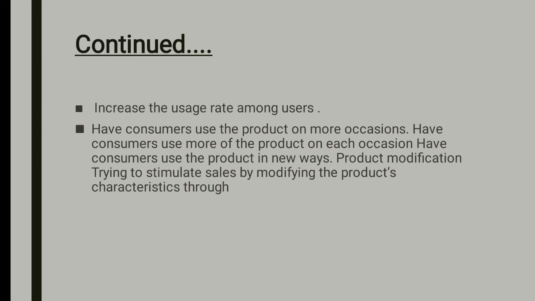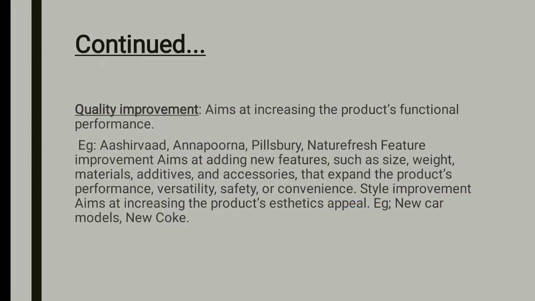Product modification tries to stimulate sales by modifying the product characteristics through quality improvement. The main aim of quality improvement is increasing the product's functional performance. For example, brands like Aashirvaad, Annapurna and Pillsbury mainly aim at adding new features, such as size, weight and materials, additives and accessories. These expand the product's performance, versatility, safety or convenience.